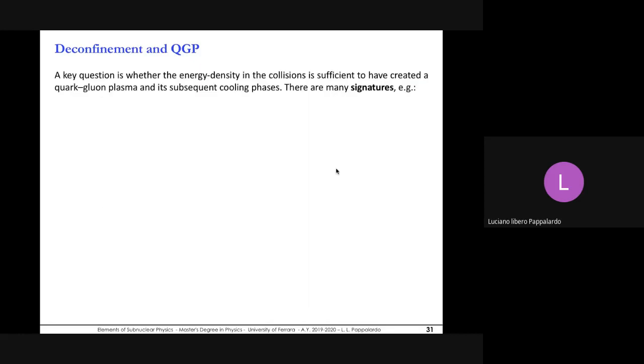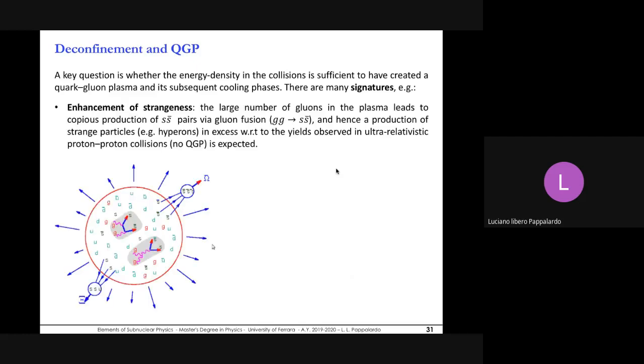Now, a quick question is whether in our collision we did indeed create quark-gluon plasma or not. How can we know that? Because at the end, we anyway observe hadrons or jets of hadrons. So there are several signatures that have been proposed by theoreticians that could indicate the formation of the quark-gluon plasma in the initial stages of the collisions. The first of these signatures is the enhancement of strangeness.